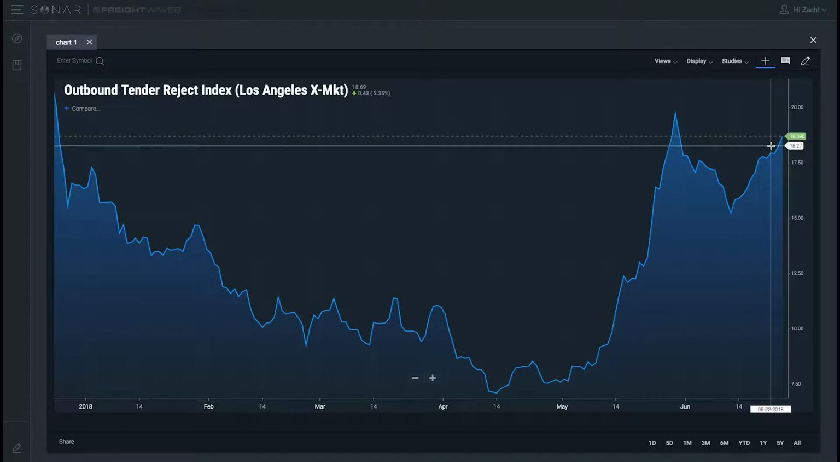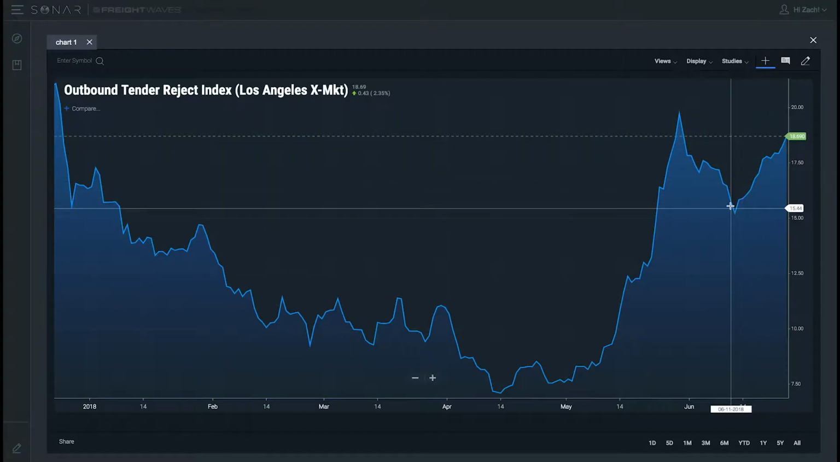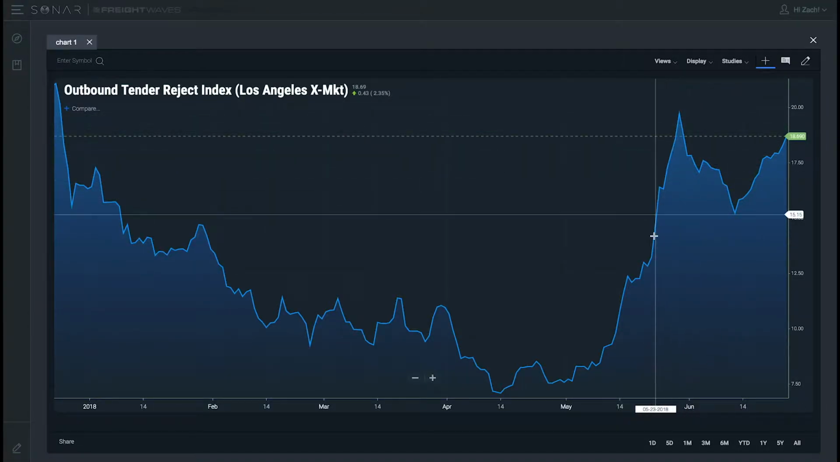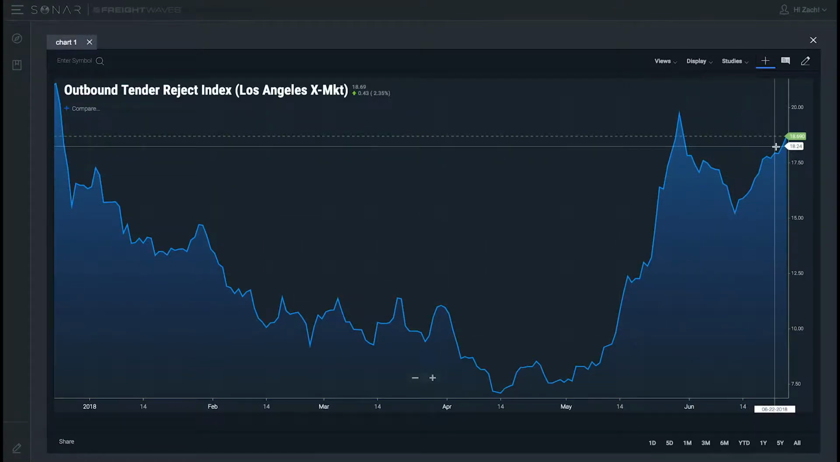Now, this is near time right now. So this is going to be previous days' tender rejections, but it is very close to being real time. So it's very useful in that regard, giving you another look at why you're seeing patterns in your own business the way you are.